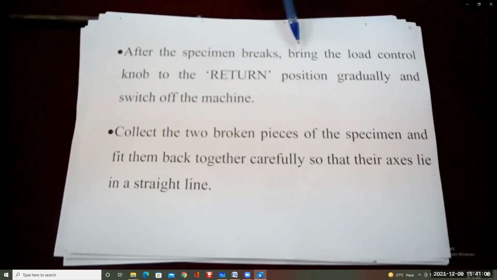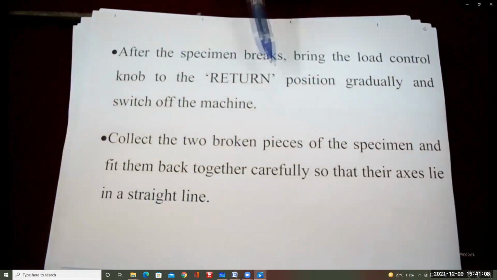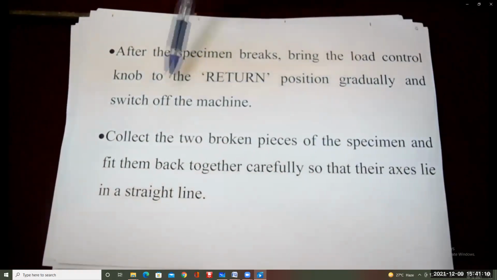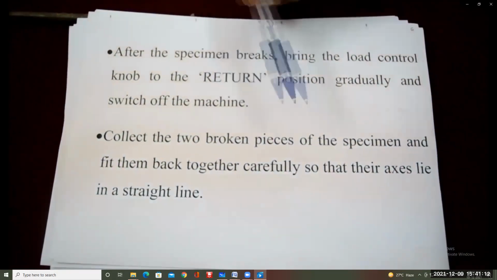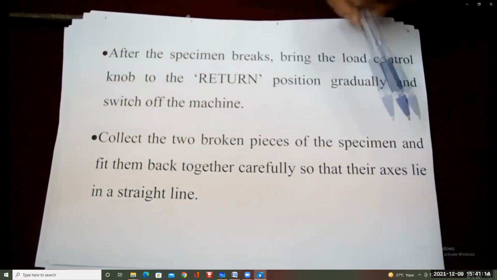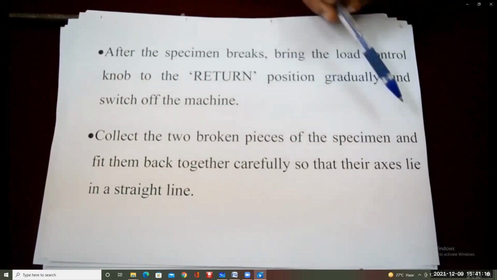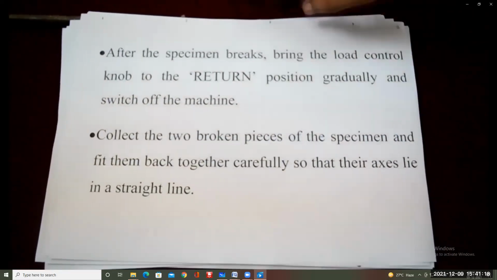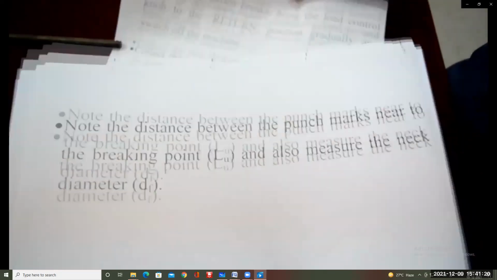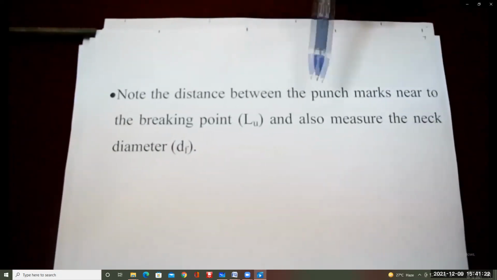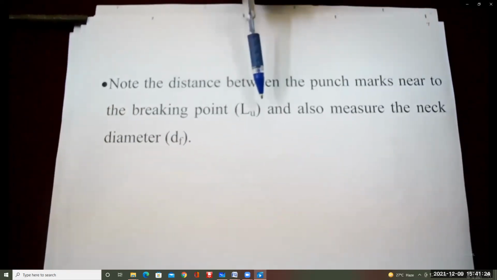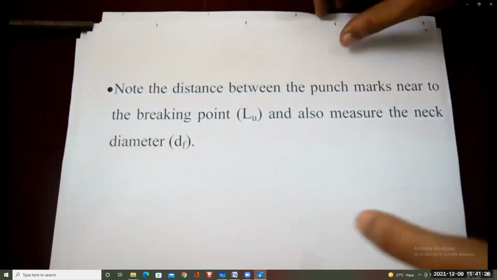After the specimen breaks, bring the load control knob to the return position gradually and switch off the machine. Collect the 2 broken pieces of the specimen and fit them back together carefully so that their axes lie in a straight line. Note the distance between the punch marks near the breaking point and also measure the neck diameter.